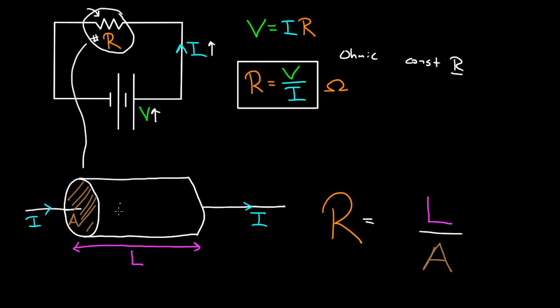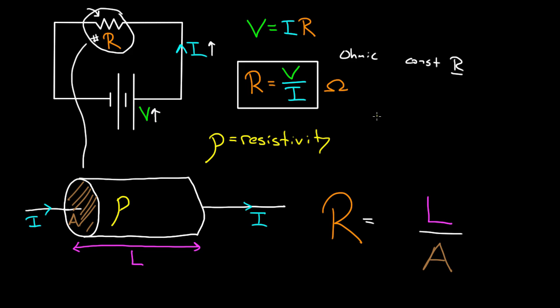So we need a way to quantify the natural resistance a material offers, and that's called the resistivity. And it's represented with a Greek letter rho. And the bigger the resistivity of a material, the more it naturally resists the flow of current through it.